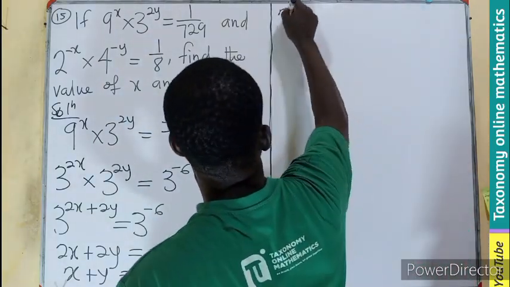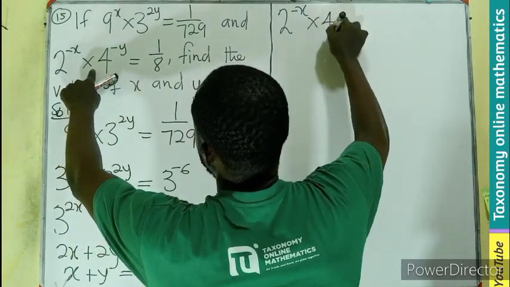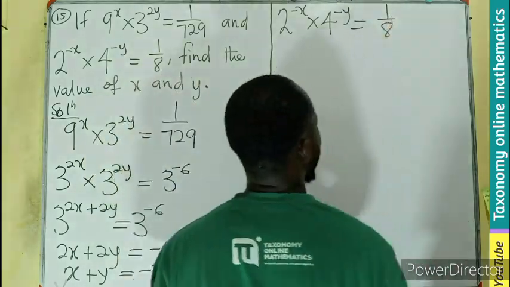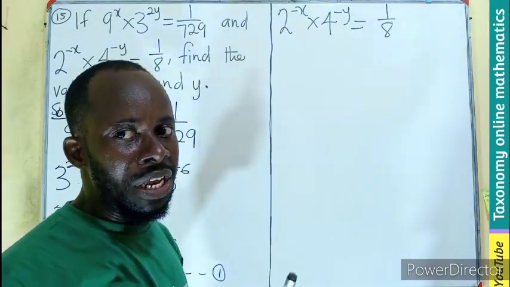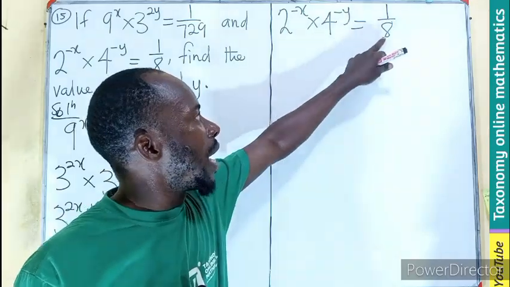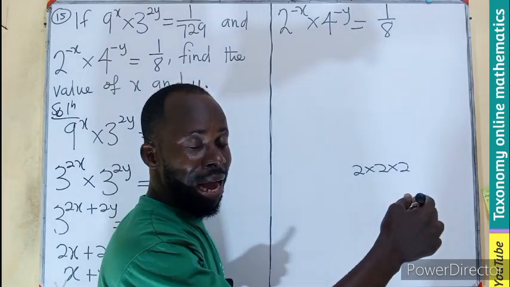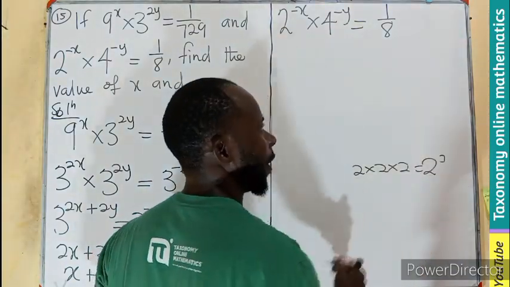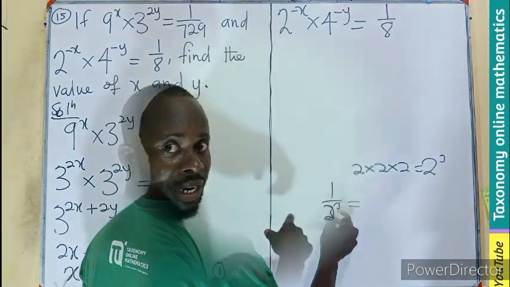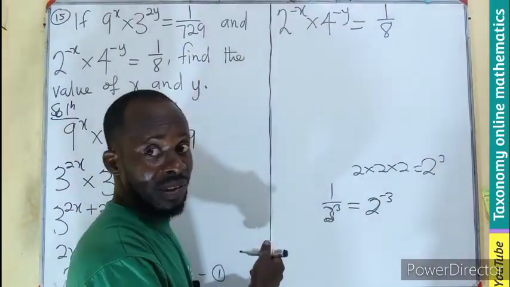which is 2 exponent minus x times 4 exponent minus y equals 1 over 8. You remember, we have to write everything in the same base. So I can write 4 in base 2. I can write 8 as 2 times 2 times 2, three times, so that will be 2 exponent 3. Remember the property: 1 over this is going to be 2 exponent negative 3, from the property we stated here.